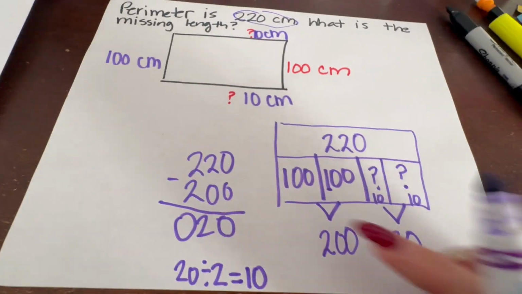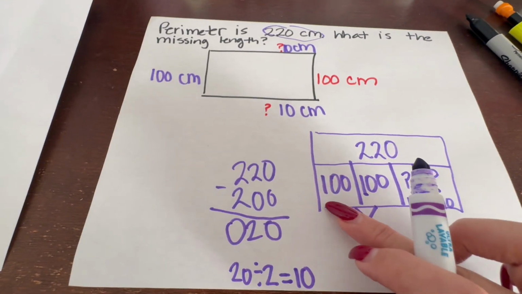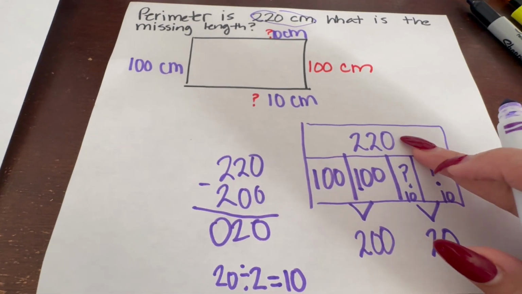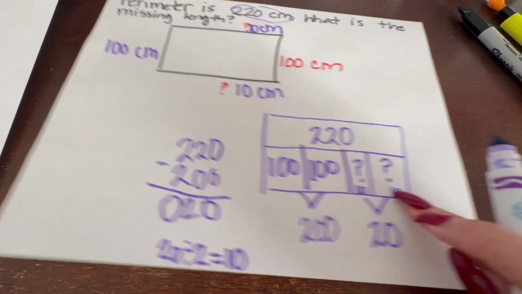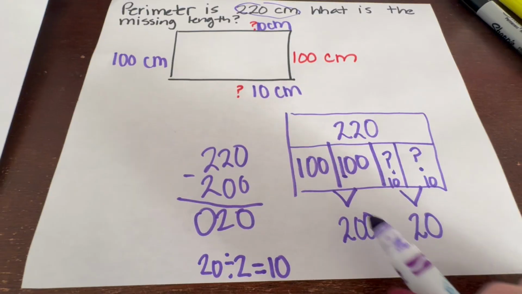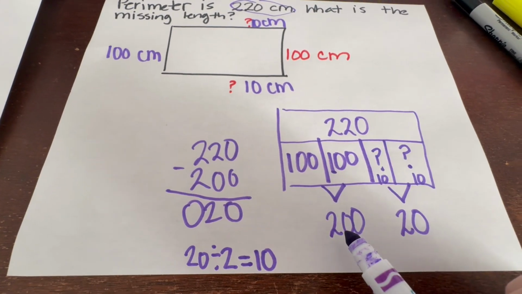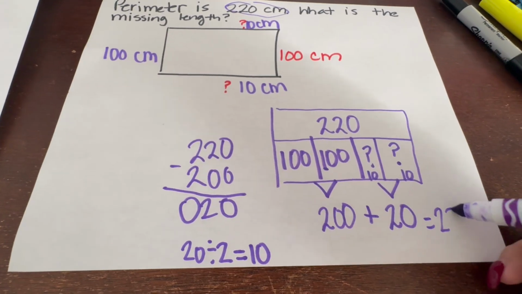Now let's double check this. What is a way to check our work when we're working with part, whole? Well, if you add all the parts, it equals the whole, because part, whole is like a puzzle. All the parts are like the puzzle pieces, and you put them together to equal the whole. Okay, I have 100 plus 100 is 200. 10 plus 10 is 20. 200 plus 20 is 220.